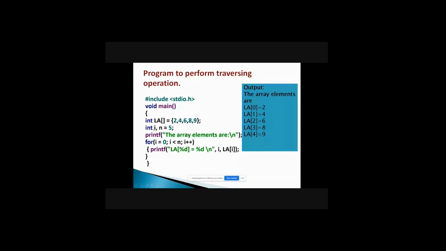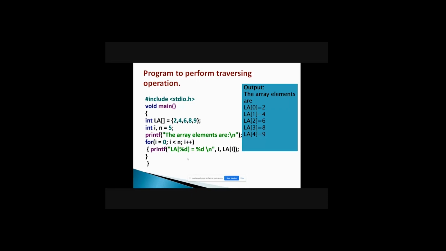Then you have looping variable i, then n is equal to 5. Since in this example n is constant because we have declared using initialization, the number of elements always remains 5. But the other way you can do it is using the scanf statement and a for loop to read the elements of an array. So once you say int i, n is equal to 5, printf the array elements are. What is the operation I'm doing after visiting every element of the array? Just print the elements. So how do you print?